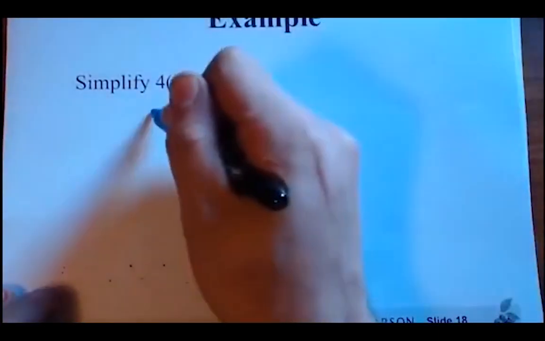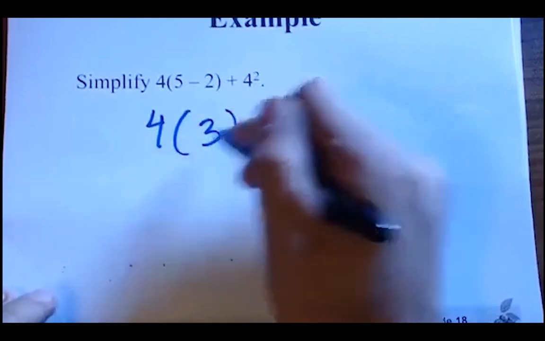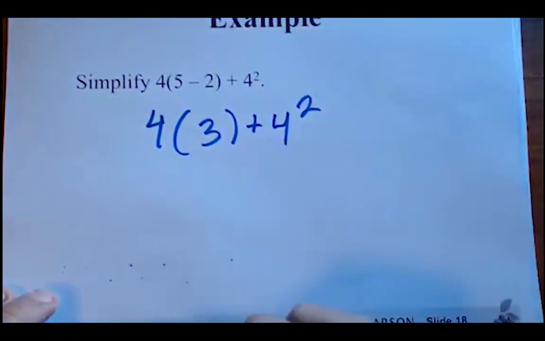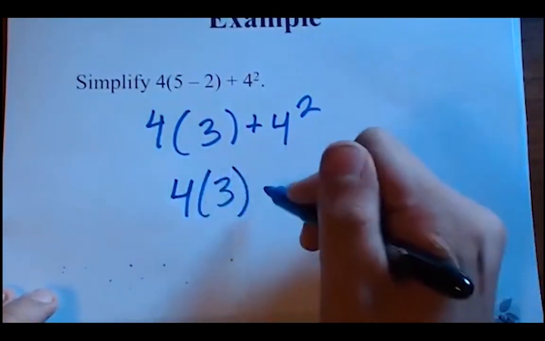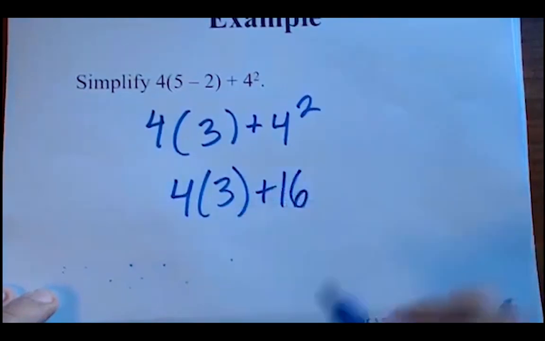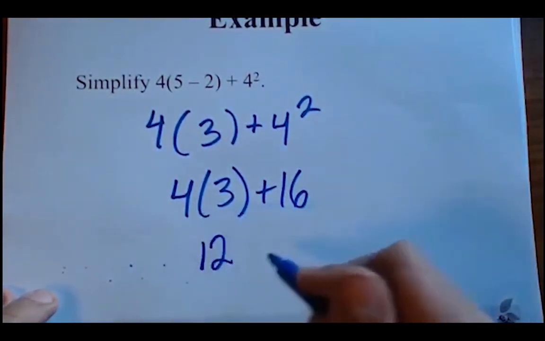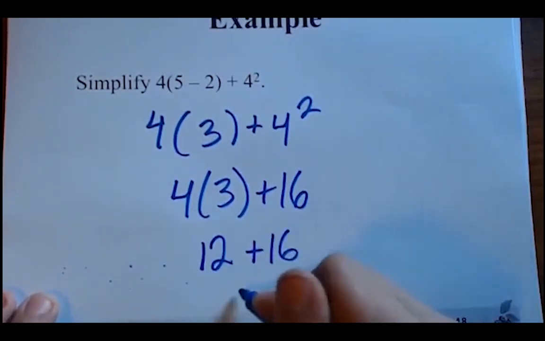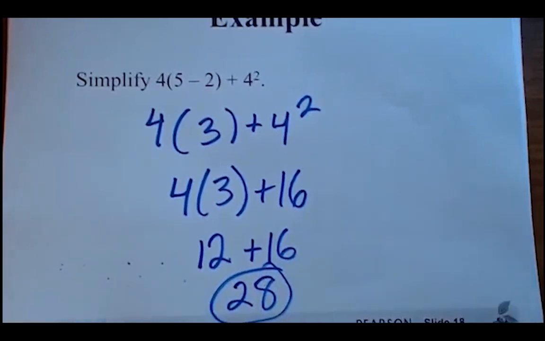Okay, first, inside parentheses, 5 minus 2 is 3. So 4 times 3 plus 4 squared. The exponents. 4 squared is 4 times 4, that's 16. The multiplication, 4 times 3 is 12. And then finally, 12 plus 16 is 28.